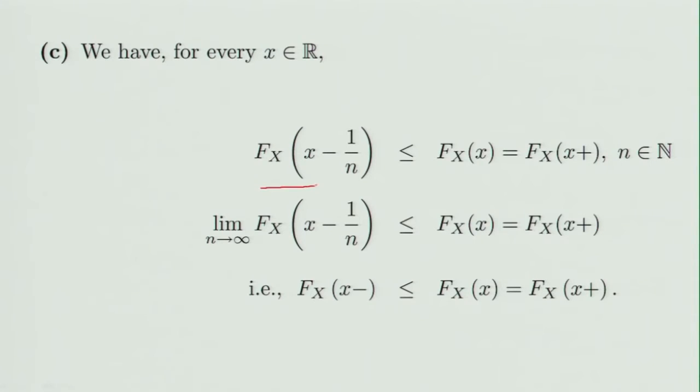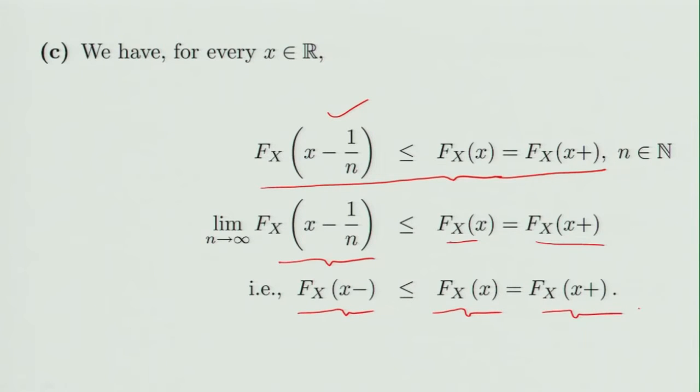Let us try to see. Fx of x minus 1 by n is always less than or equal to Fx of x, and we have seen that Fx is right continuous, so this is same as Fx of x plus, for every n. So I take the limit, limit always exists because it is a monotone sequence, because Fx is monotone. So limit n going to infinity, Fx of x minus 1 by n is less than or equal to Fx of x, which is equal to Fx of x plus. So which is equivalent to saying that this is nothing but left hand limit of Fx at point x. So Fx of x minus is less than or equal to Fx of x, which is same as Fx of x plus.